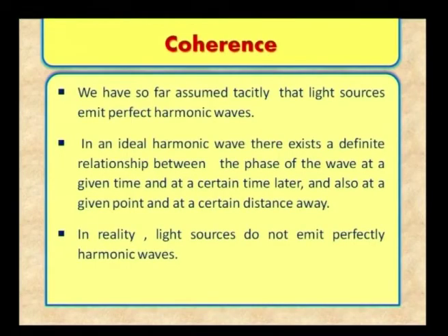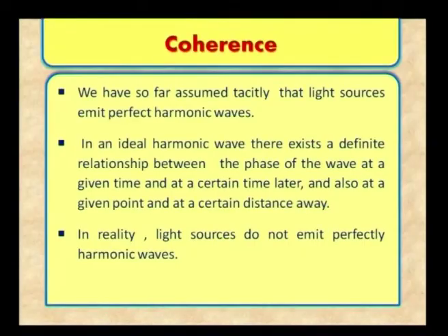In an ideal harmonic wave, there exists a definite relationship between the phase of the wave at a given time and at a certain time later, and also at a given point and at a certain distance away. What do you mean by at a given point and a certain distance away? That is what is called spatial coherence. Then, the definite relationship between the phase of a wave at a given time and a certain time later is temporal coherence. I talk of time.